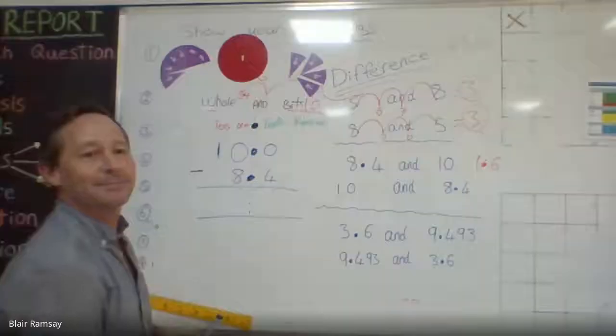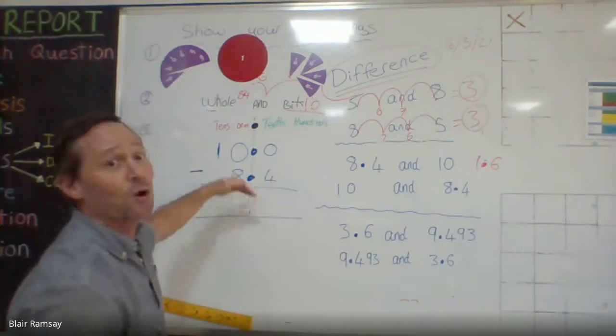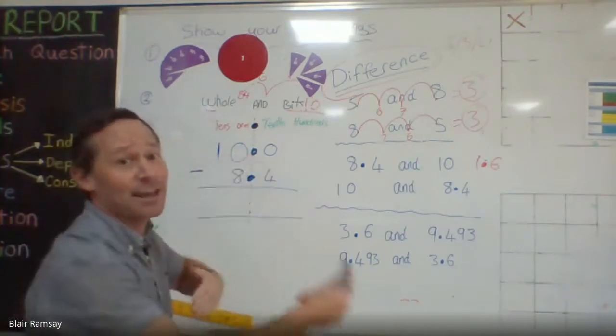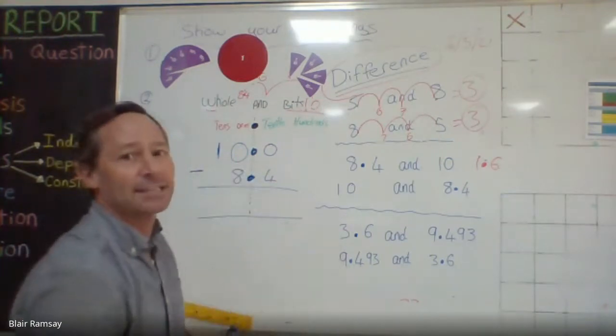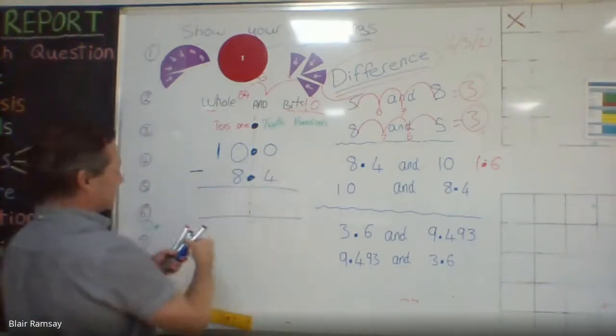10 minus 8. Start with the biggest one. Some people do say minus 8.4 from 10. You could say it that way. It's just the way people phrase it can be tricky. And the 0 represents nothing.